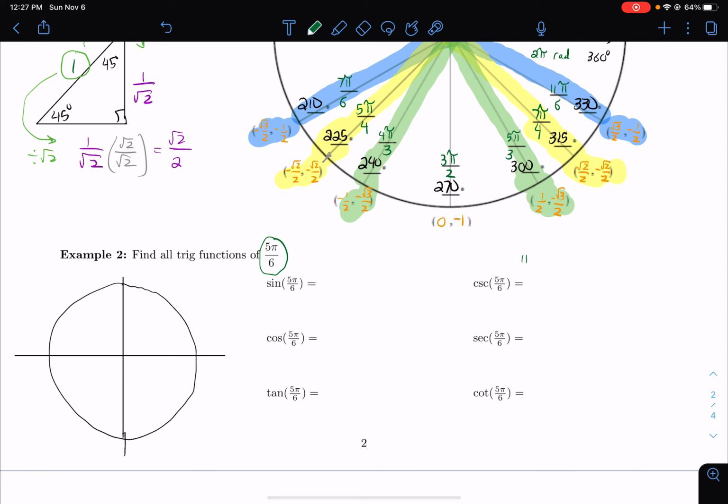So we know that pi radians is 180 degrees. And if you divide that by 6, you'll get 30. And multiply by 5, you'll get 150. So this is 150 degrees. Okay, so I'm measuring 150 degrees from the positive x-axis. That is going to be somewhere here. Measuring a 150 degree angle.